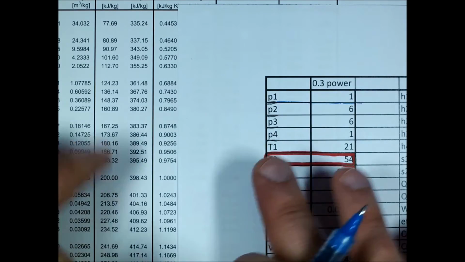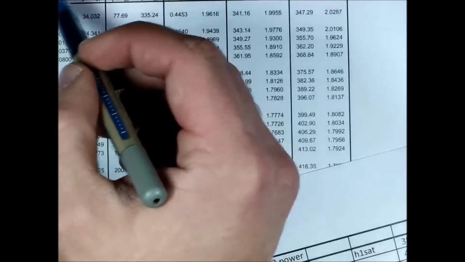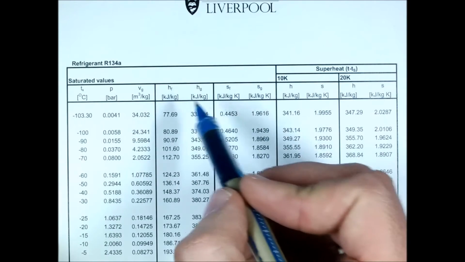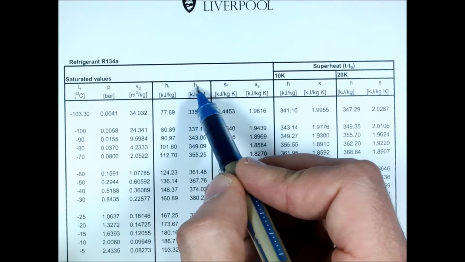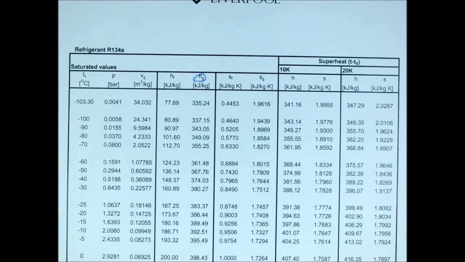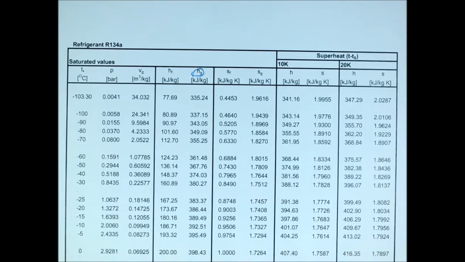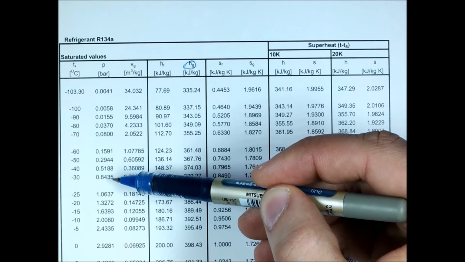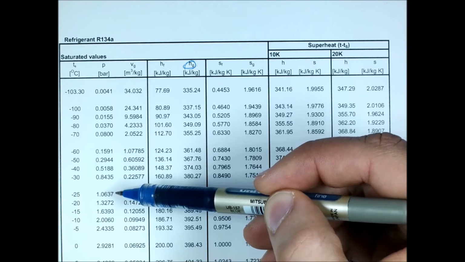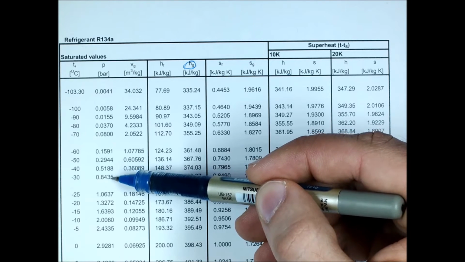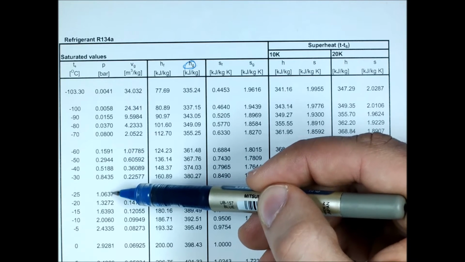That immediately means two things. First, we're going to go to the saturated values here, and we're going to select the column which deals with vapor, Hg. If you can see this table, we don't have exactly 1 bar. We have 0.8435 and 0.10637 bar. So what we have to do in this case is interpolate between these two values.